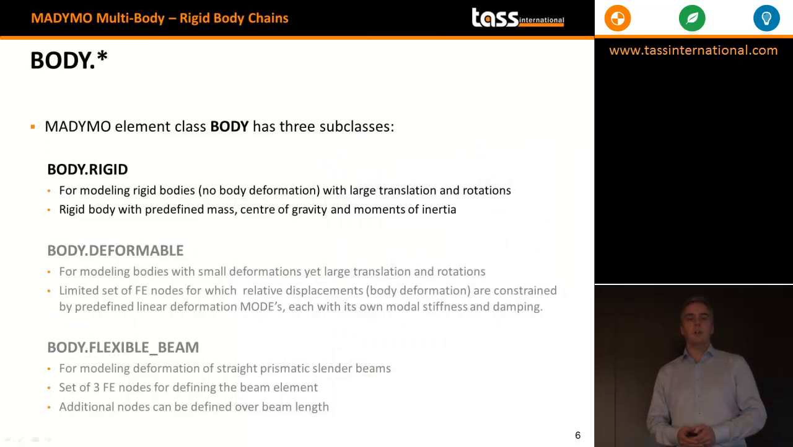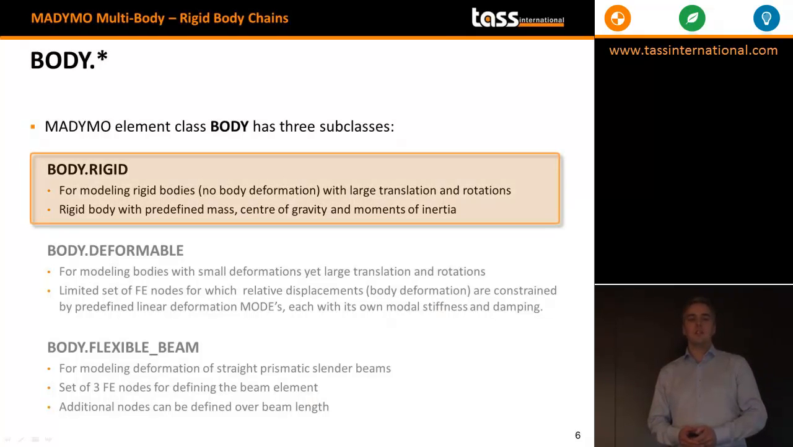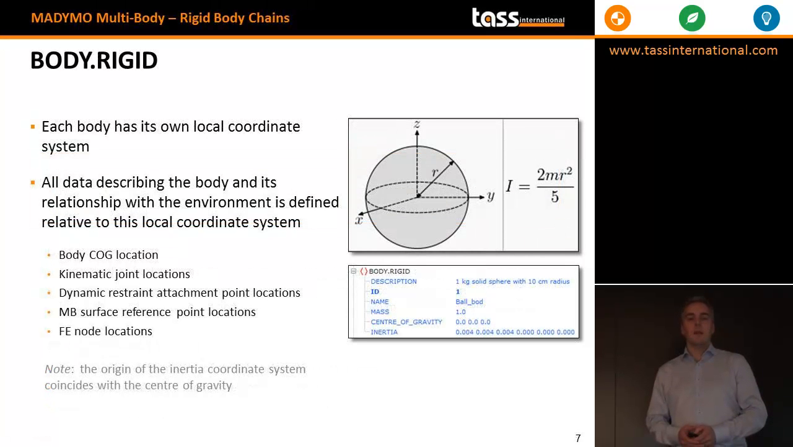First we focus on the element body. The element class body has three subclasses: body rigid, body deformable, and body flexible beam. In this session, for the basic multi-body chains, we focus on body rigid. In a rigid body element in MADYMO, you define a body and its mass and its center of gravity and its moments of inertia. In addition, you can add a geometry, a surface, to it to define its geometry.